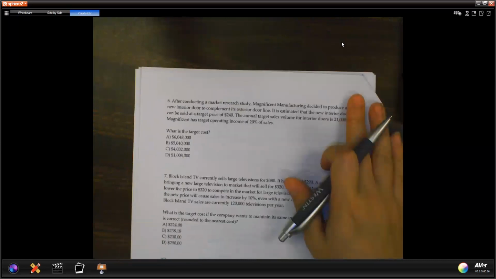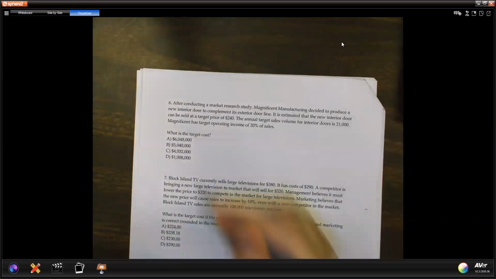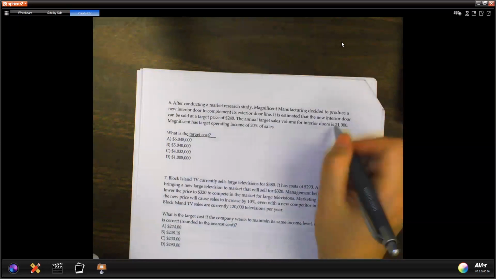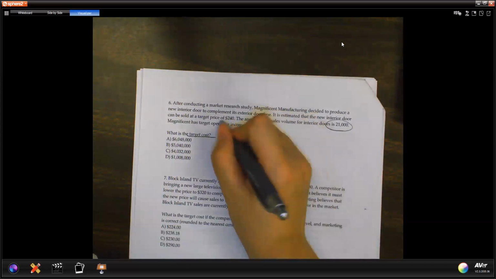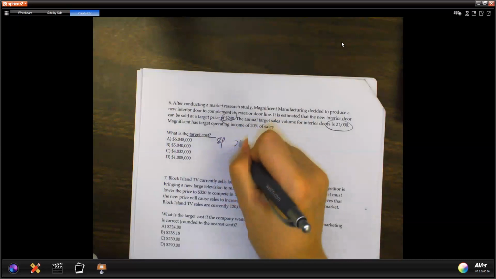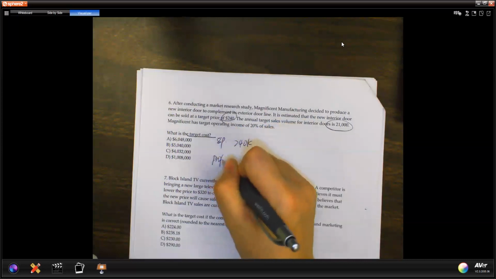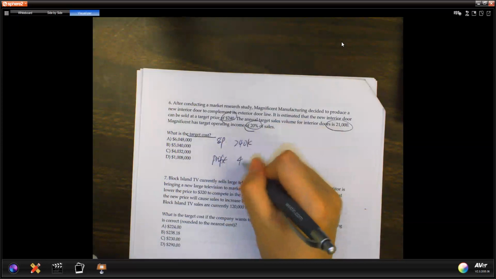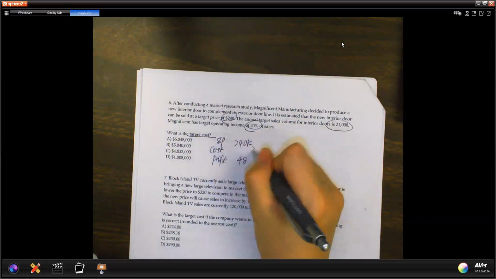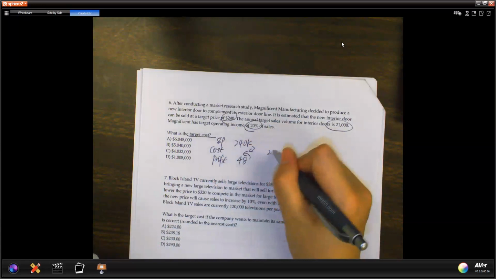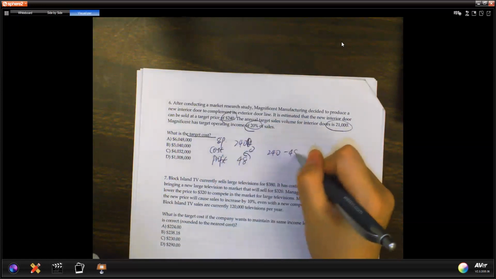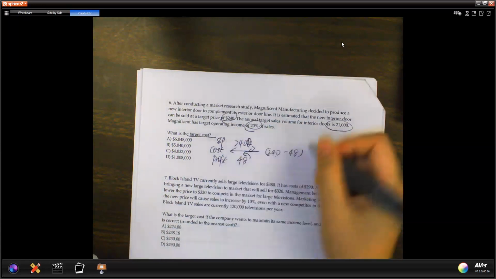Okay, so next one, question 6 said, what is the target cost? When you have this many units, so what I'm trying to say is that you have a selling price of 240, and then you have a required profit of 20%, which gives you $48. So you have a required cost of 240 minus 48. So this is for each one, but you have to times your total units. So that should give you the total target cost.